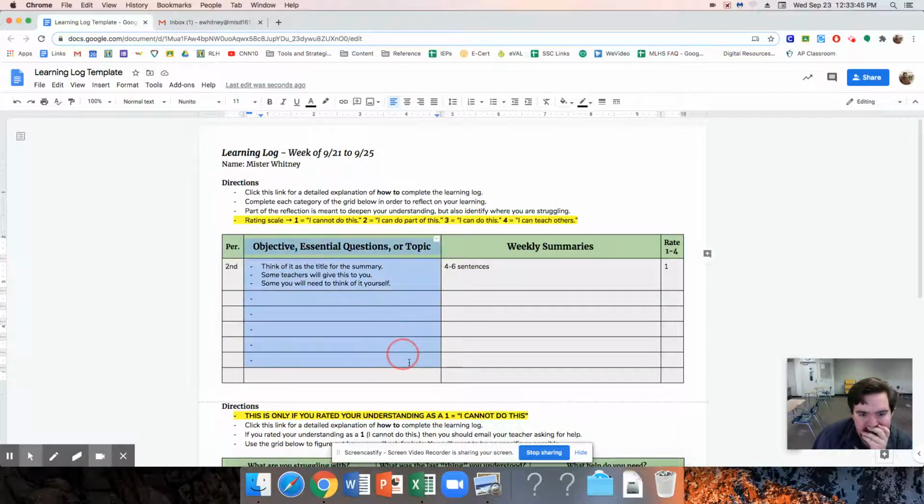And then we've got our next column right here, the objective, essential question, or topic. Some teachers are always going to give you a learning target or an objective. They're going to have it written on the board. Some teachers will do the same thing with an essential question. And then sometimes it might be a little bit more general, where they just tell you the topic, right? At the beginning of every period, they just tell you what you're learning that day. And so it's going to be real general, like today we're learning about the quadratic equation or whatever it is in math. And that's what you'll put in there.